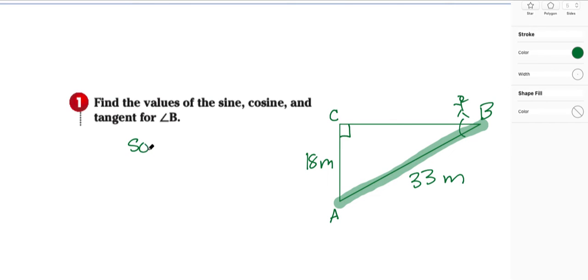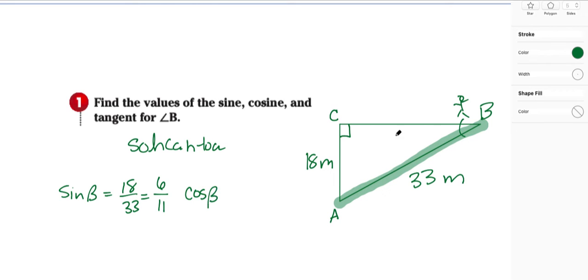We know that we've got SOHCAHTOA, which is going to give us some information as to how to find the sine of angle B. So the sine of angle B is going to be equal to opposite over hypotenuse, so 18 over 33. I can reduce that. And when I do, I get 6 over 11. So 6/11 is the ratio that refers to the sine of angle B. Let's go for the cosine of angle B.